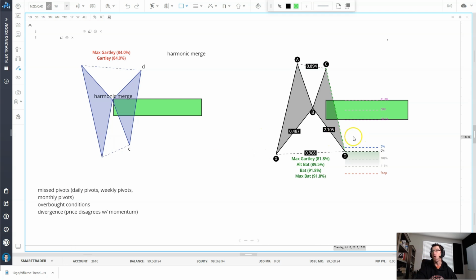Awesome. Do we have oversold conditions? And that's going to be the difference, right? This one, we're looking for a chance to buy low. This one over here, we're looking for a chance to sell high. So this would be oversold conditions.